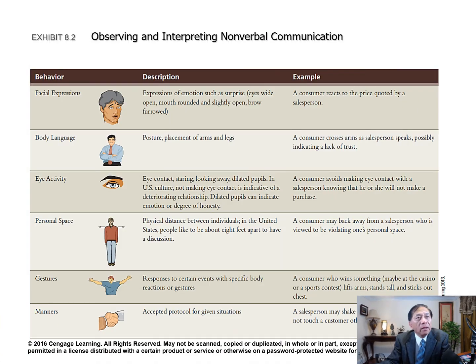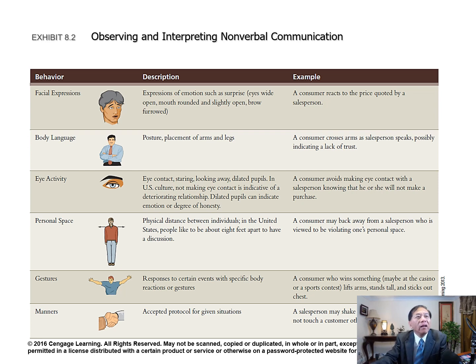This chart shows some ways of observing and interpreting nonverbal communication. Facial expressions, such as surprise: eyes wide open, mouth rounded and slightly open, brow furrowed, as a consumer reacts to the price quoted by a salesperson. Oh, so expensive. Body language, posture, placement of arms and legs. A consumer may cross arms as the salesman speaks, possibly indicating a lack of trust. I don't trust you. I don't believe you.